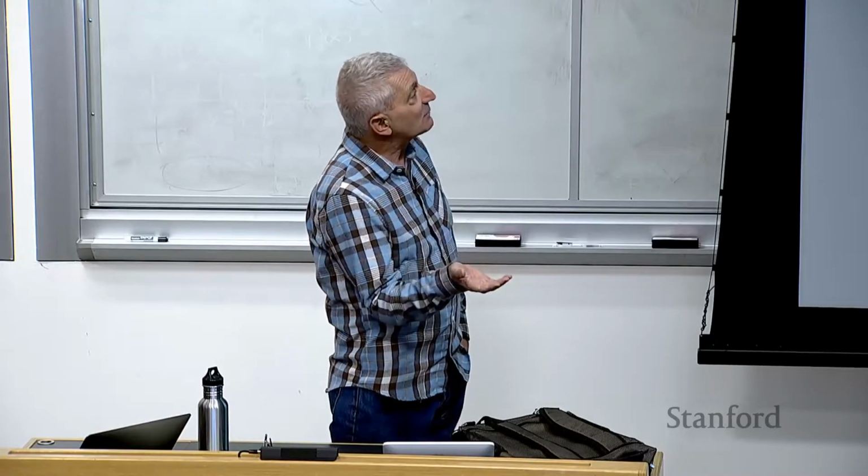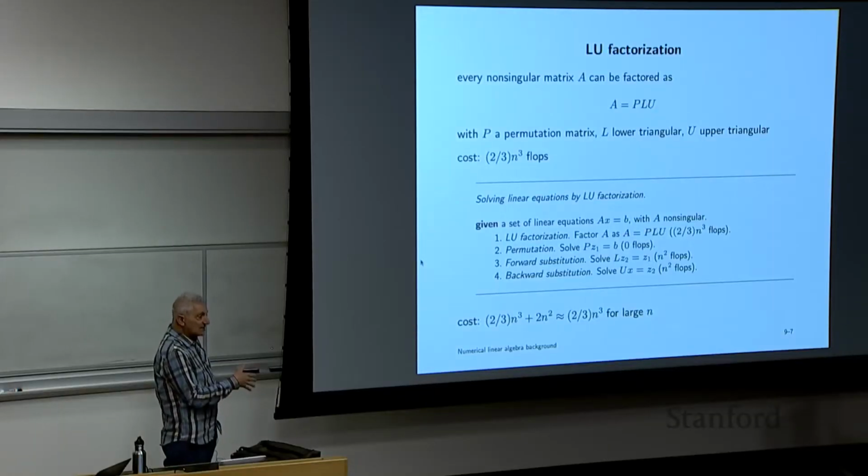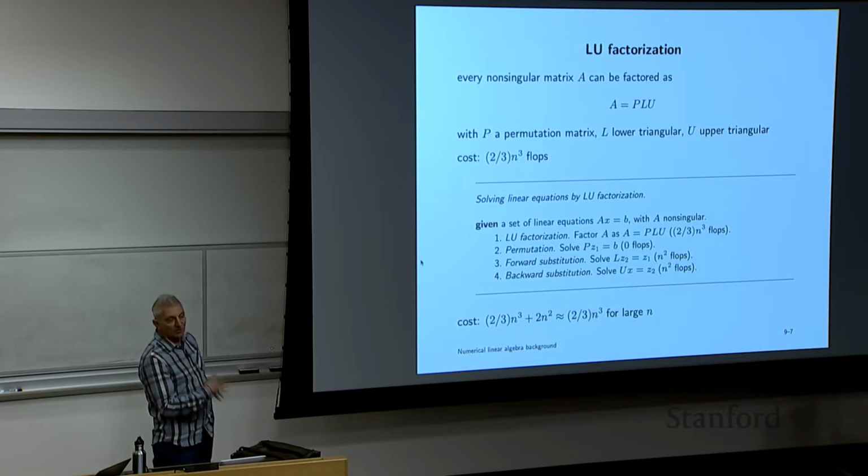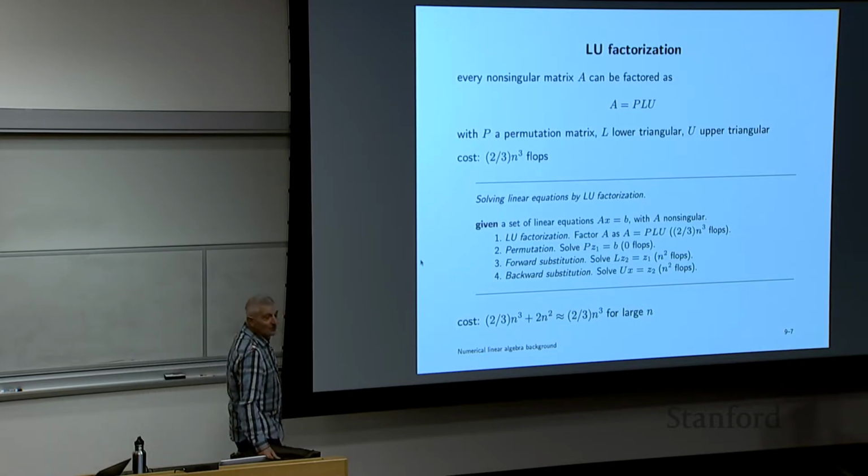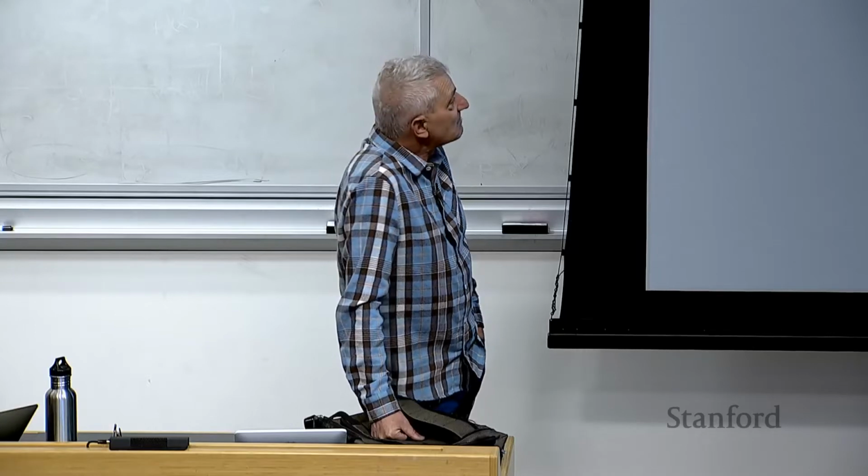If you have a non-singular matrix, you can factor it as a permutation times a lower triangular matrix. L is lower triangular and U is upper triangular, and they're all invertible. Of course, if any one of them weren't, then A would not be. The cost of that factorization, which we're not going to go into how that's done, it's actually not that difficult, is order n cubed flops.